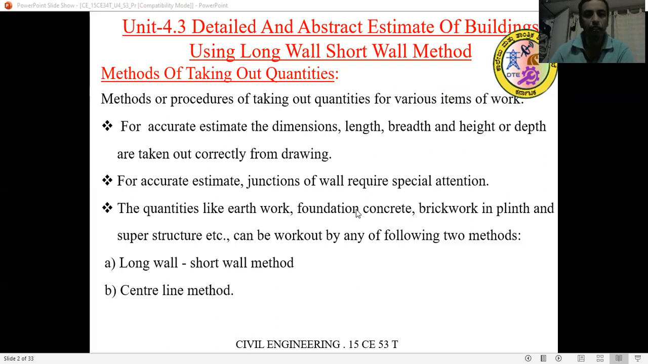The quantities like earthwork, foundation concrete, brickwork in plinth and superstructures, etc., can be worked out by either of the following two methods. The first method is the long wall short wall method. It is also called the out to out and in to in method. The second one is called the central line method.